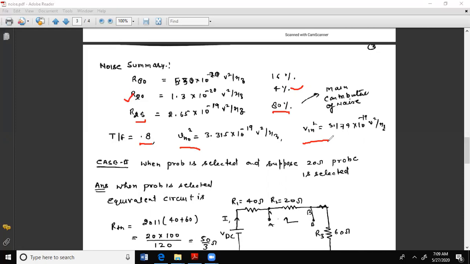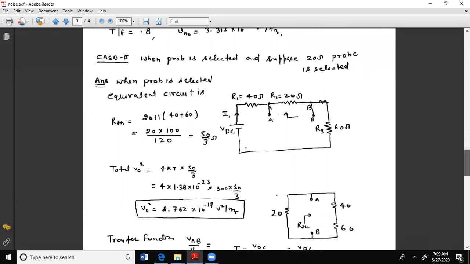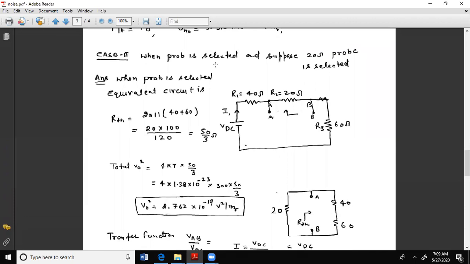Okay, now that is the first case. Now what will happen if we select the probe as the input? In the first case we discussed the selection of the buyer. Now in the second case we will calculate the theoretical result for the probe and verify it in the Cadence software. So, case two: the probe is selected.